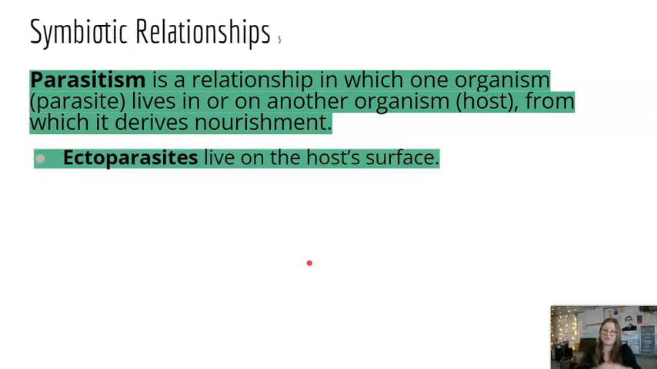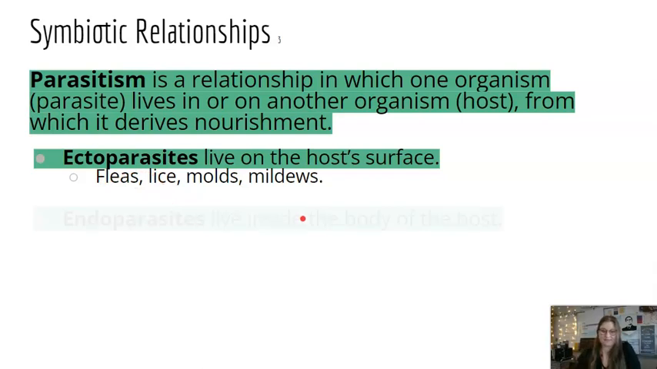Ectoparasites live on the host surface. Like ticks and fleas, we can see them on the outside, on the skin. Those would be ectoparasites, like an exoskeleton is a skeleton on the outside. So fleas, lice, molds, mildews, you can see them from the outside.